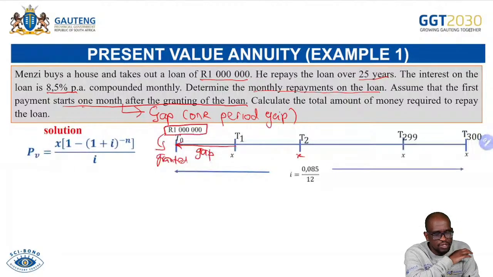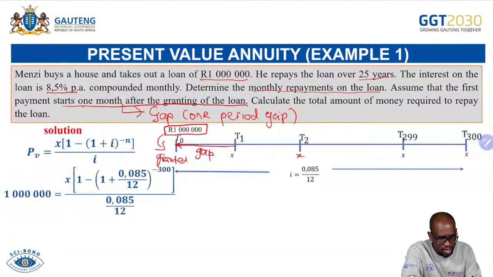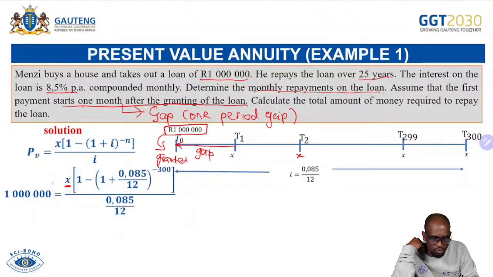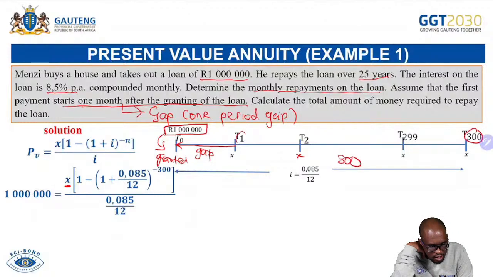All right, we are using P sub V because we are now talking present value. All right, so we use that formula from the formula sheet. Okay, and then we substitute. All right, we need to know how much Menzi should be paying each month to be able to finish the loan in 25 years. So we want to calculate X. All right, so how many payments will Menzi make? It will be 300 upper limit, lower limit, minus 1 plus 1, because this is included. So this becomes 300 payments.